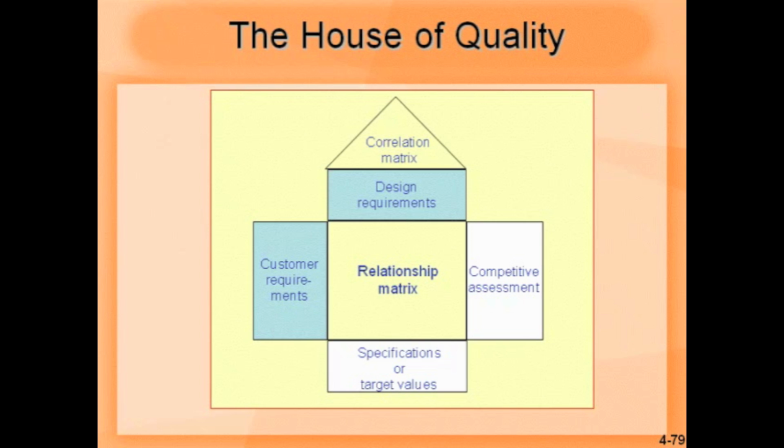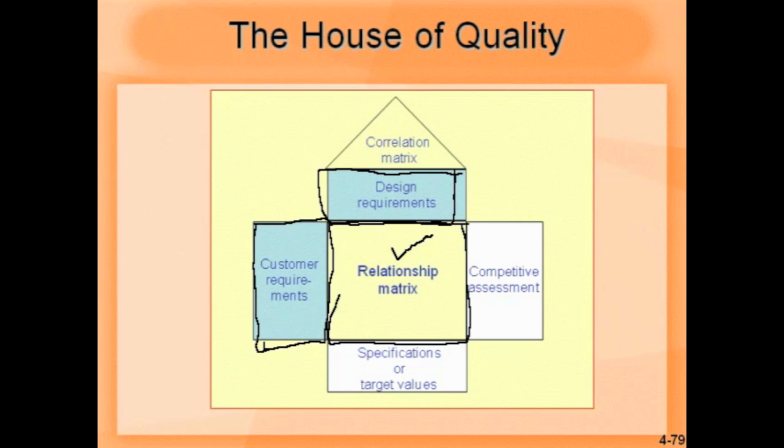You can see there are customer requirements in the left room. In this house, there are so many different rooms. On the left room, you have customer requirements. Customer requirements are basically those needs and wants which the customer has. What design requirements will be needed so that those customer requirements can be fulfilled? Using those two, a relationship matrix is created. By relating customer requirements to design requirements, the relationship matrix is created.